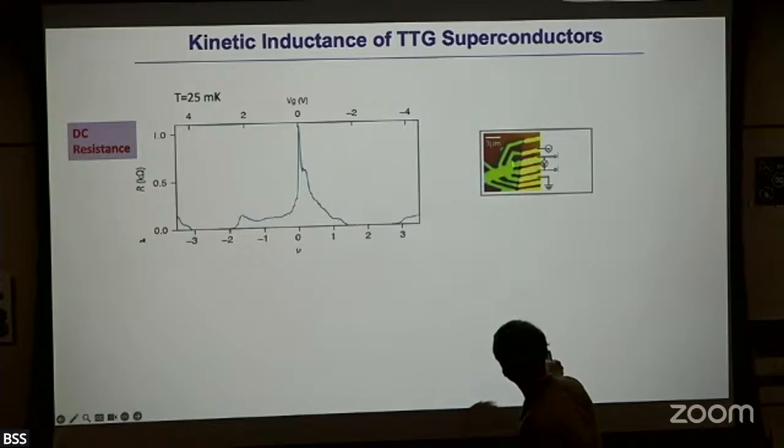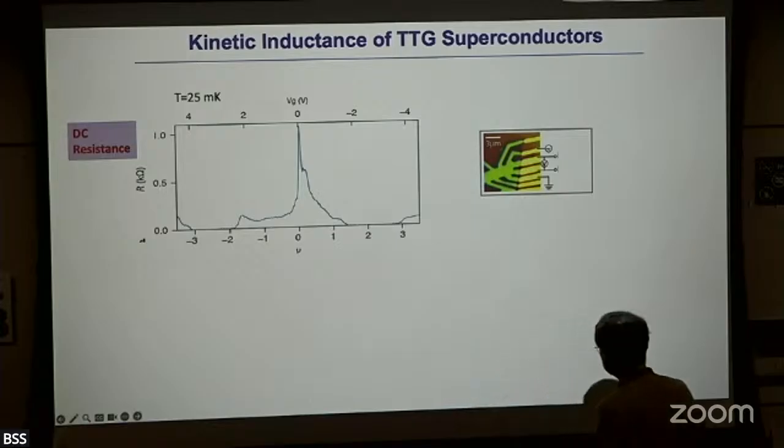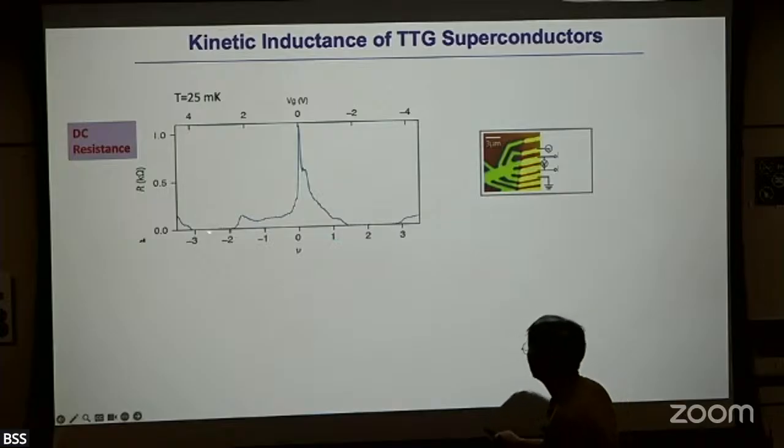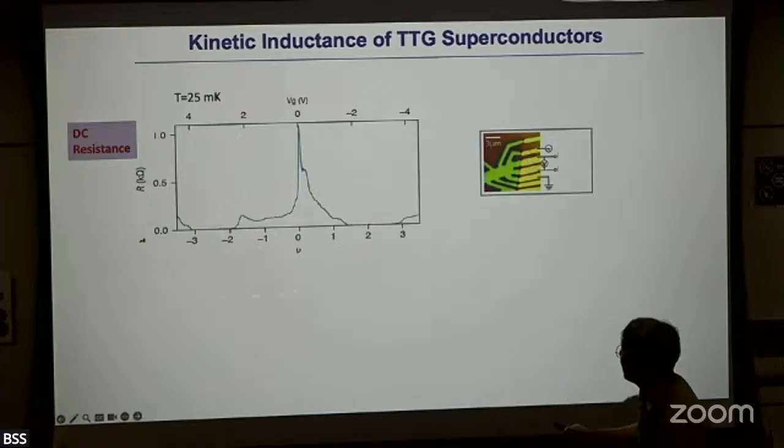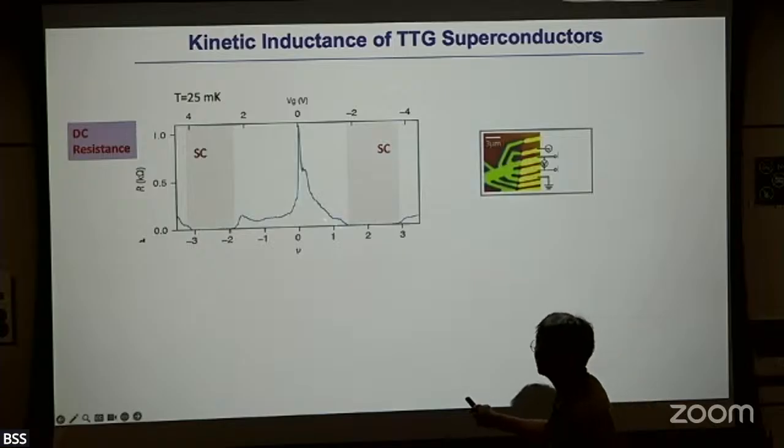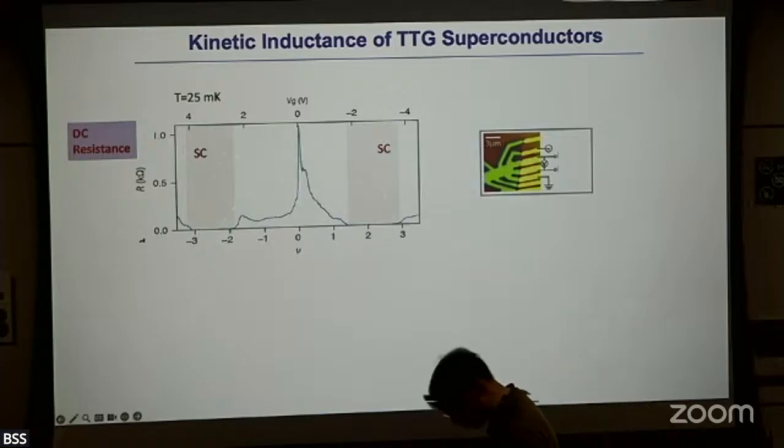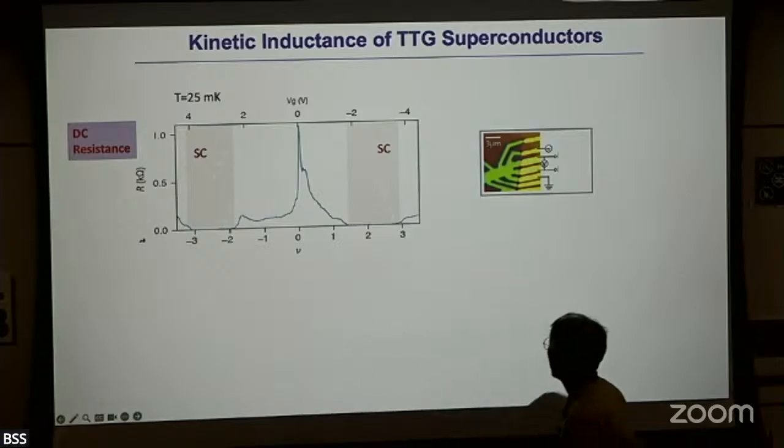So here's my sample, a twisted trilayer, which becomes a superconductor at certain gate voltages. I'm changing the gate voltage, and I conveniently convert this gate voltage to the moiré filling. What you see here is around nu equals 2 electron-filled moiré, and around that area it becomes a superconductor. As you see, the resistance goes to 0, right? So we have the hole-like superconductor and the electron-like superconductor in this sample. That is the DC transport measurement we discussed, right?